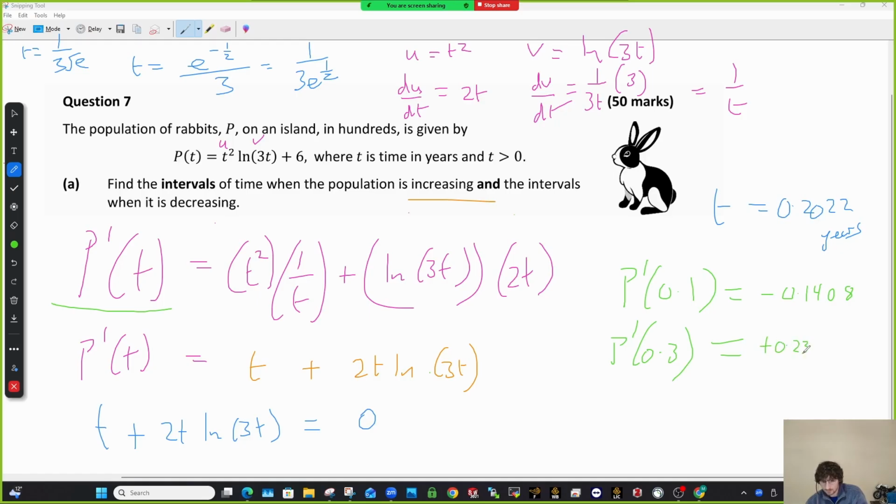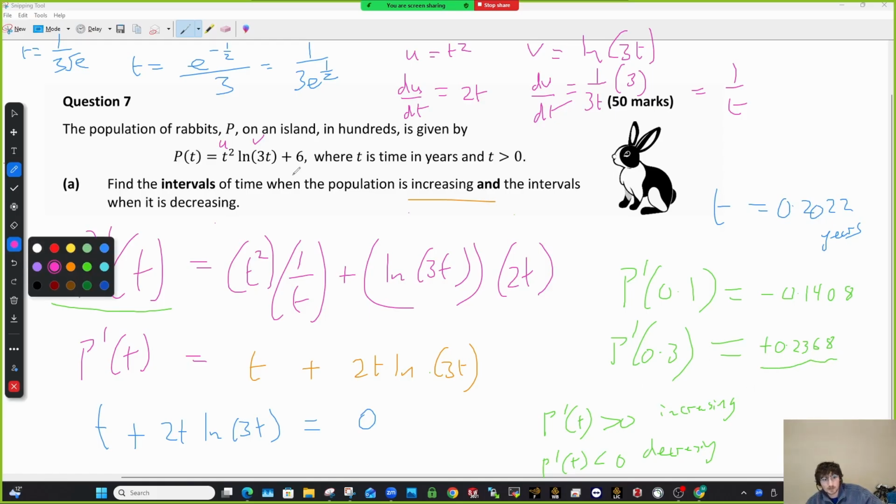Now what does that mean? Remember what we said before. When p dash t is greater than 0, the function is increasing. So left of the turning point, the value is negative here, so it's decreasing. When p dash t is less than 0, you're decreasing. So you turn after 0.2 years. After 0.1 years, you can see p dash t is negative. So the rabbit population is decreasing before the turning point, and it's increasing after the turning point.